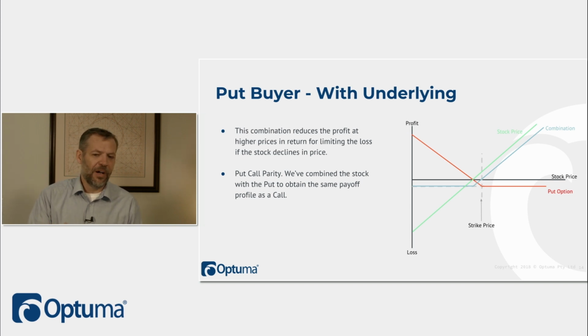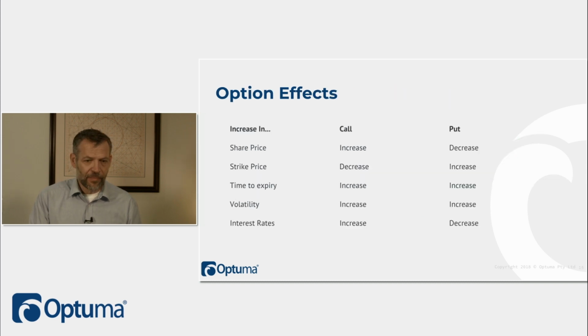You can have a put buyer with underlying. I should have taken this slide out. Don't worry about this one, it's not part of the curriculum in CMT2. This is really just saying that if you buy the underlying and sell a put on it, what does the payoff look like?